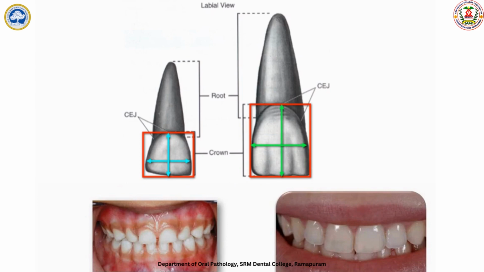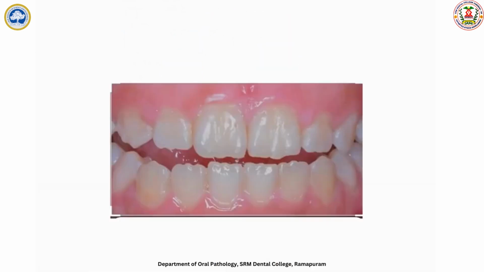Otherwise, the overall size is going to be smaller for your deciduous teeth. And remember, the mesiodistal dimension of your deciduous teeth is more, whereas in your permanent dentition, it is the cervico-incisal width that is going to be more. These mamelons are found on the incisal aspects of the anteriors in your permanent dentition, whereas they are absent on the deciduous dentition.